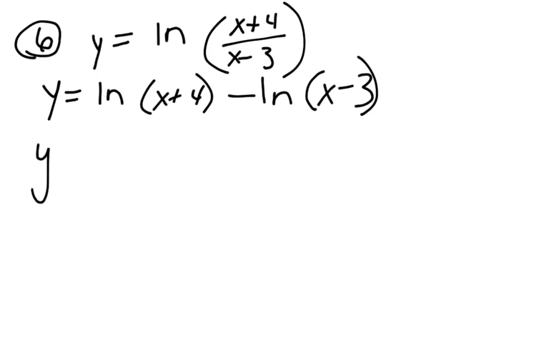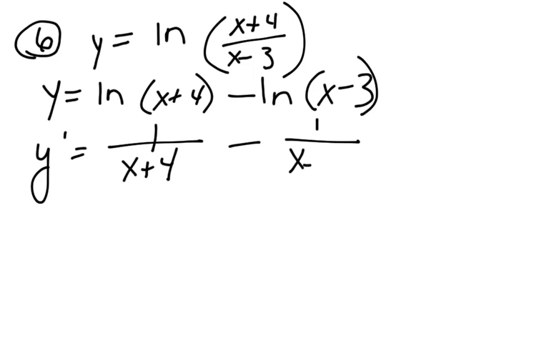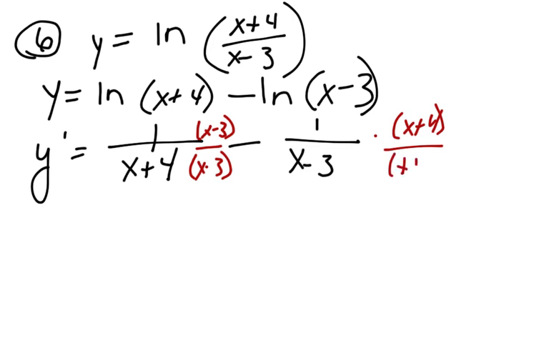And so let's take the derivative. What's the derivative of the inside function here? It's just 1 over the inside function. Minus, what's the derivative of this inside function? It's 1 over the inside function. Technically, you've taken the derivative at this point, but you won't find this answer in the back of the book. They're going to get a common denominator. So, and put the fractions together, this will be times x minus 3 over x minus 3. And this will be times x plus 4 over x plus 4.